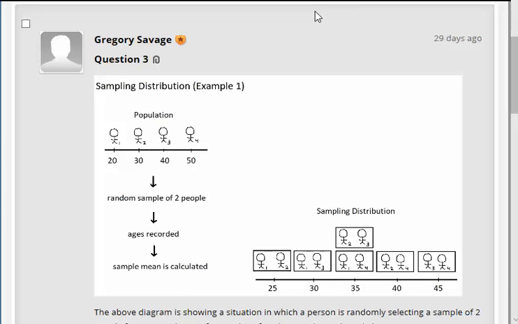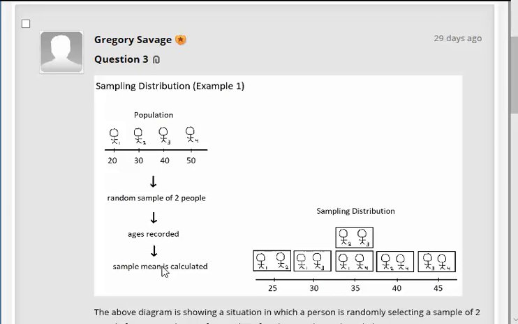This picture is showing a situation in which a person is randomly selecting two people from a population of 4 people, recording the ages of the 2 people, and then calculating the mean or average age of the 2 selected people. The person is going to calculate the mean or average age of the 2 people by adding their 2 ages and dividing the total by 2.